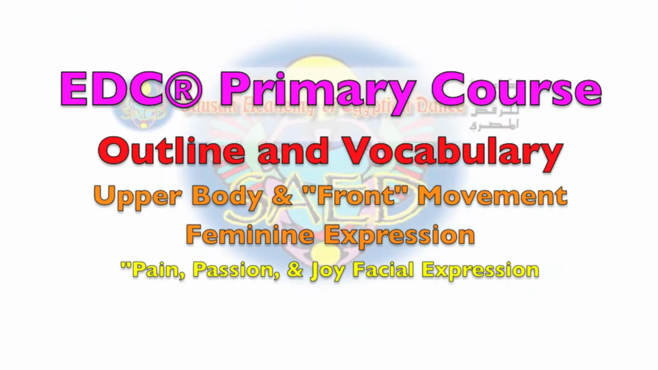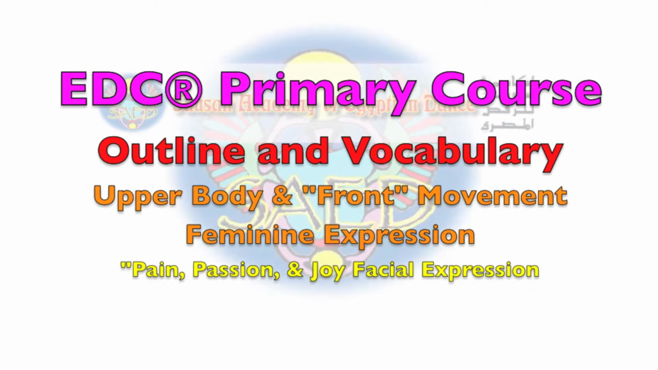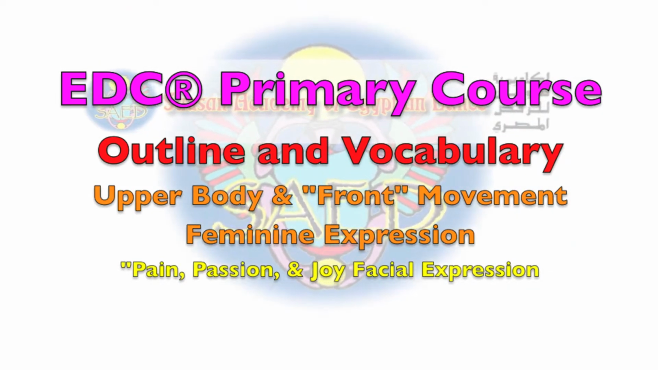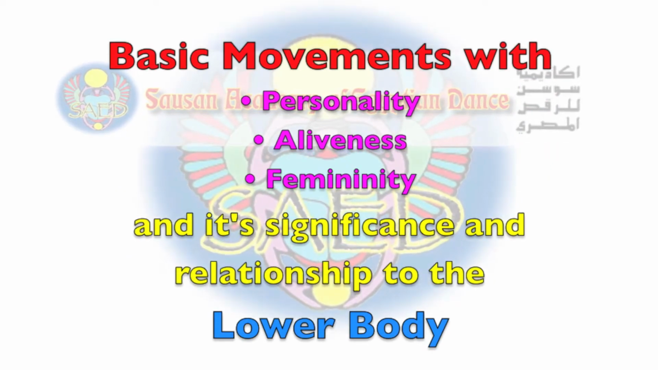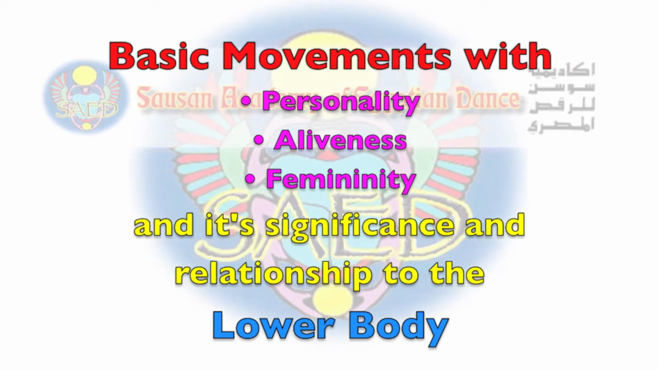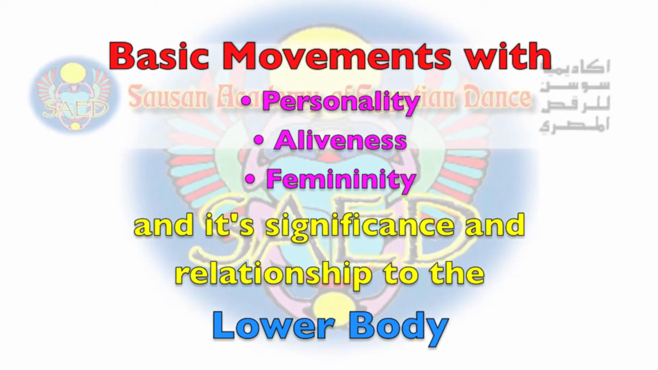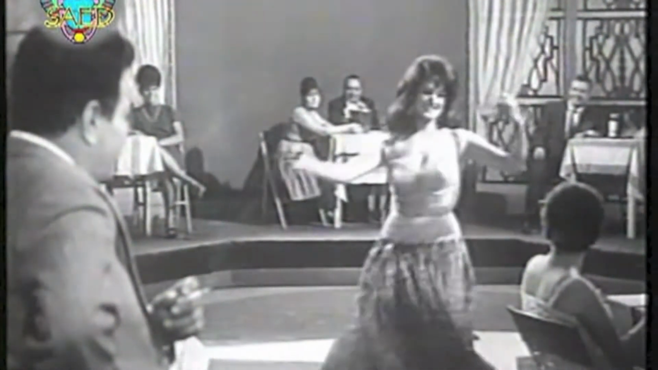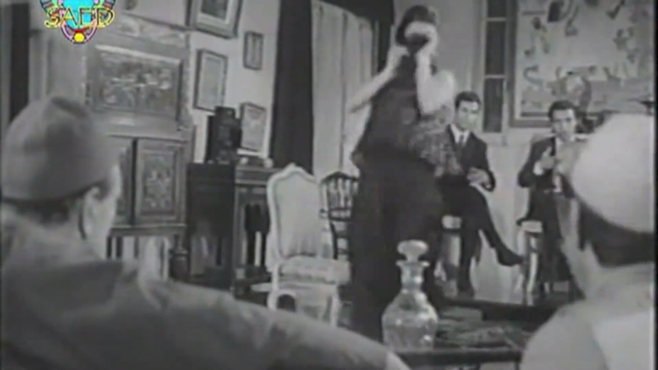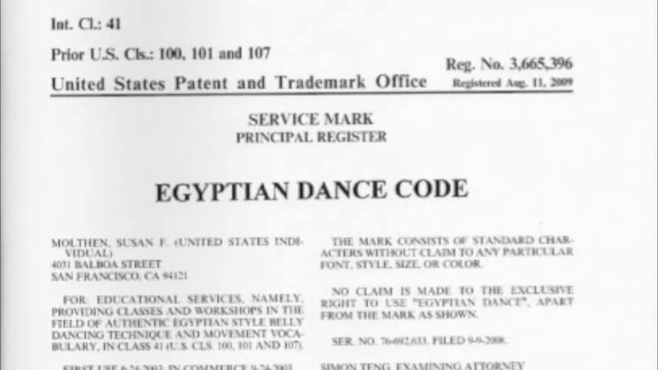Now let me explain my one-year program to you. The primary course focuses on movement of the upper body and its importance in personality, aliveness, and femininity, as well as its significance to the lower body. In this course, we begin with the most basic of movements indicative to the way Egyptians hear and keep the beat of music.